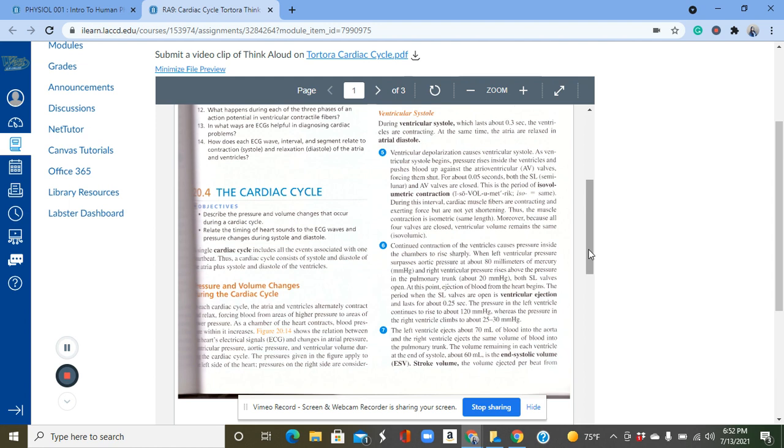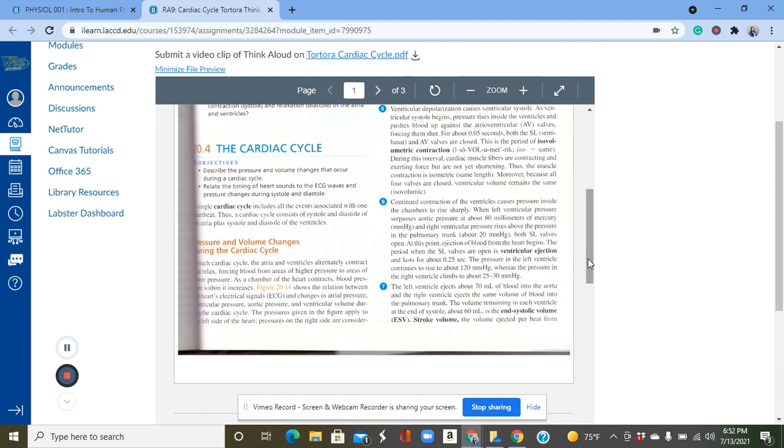As ventricular systole begins, pressure rises inside the ventricles and pushes blood up against the atrioventricular or AV valves, forcing them shut. For about 0.05 seconds, both the SL or semilunar and AV valves are closed. This is the period of isovolumetric contraction. During this interval, cardiac muscle fibers are contracting and exerting force but are not yet shortening. Thus, the muscle contraction is isometric, or same length. Moreover, because all four valves are closed, ventricular volume remains the same, or isovolumic.